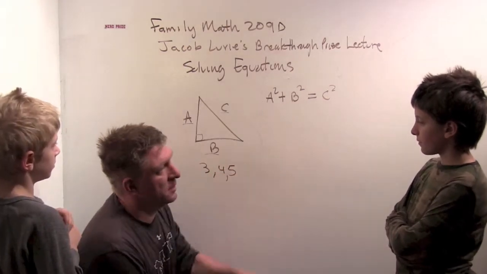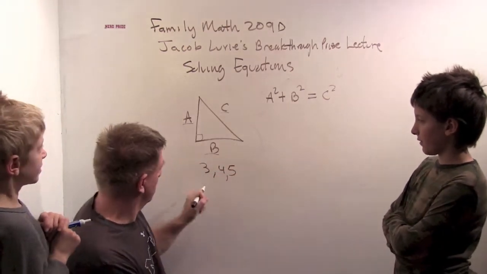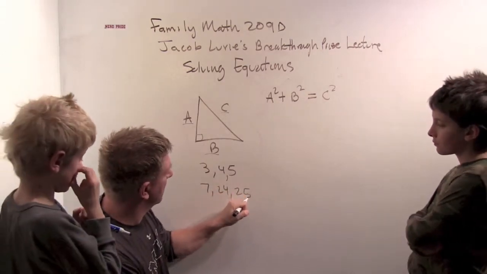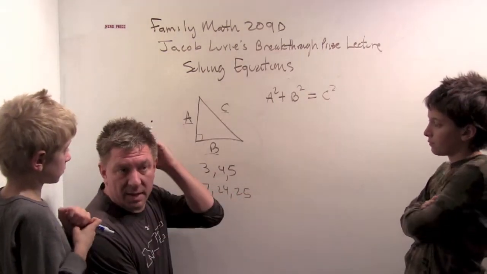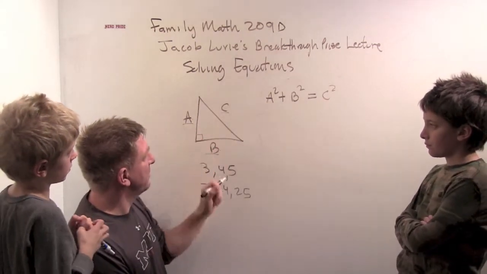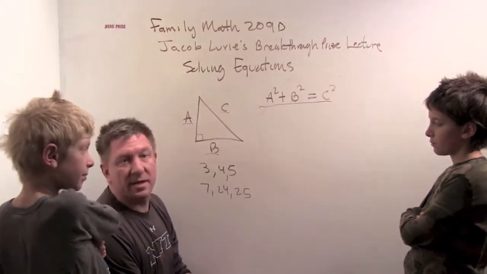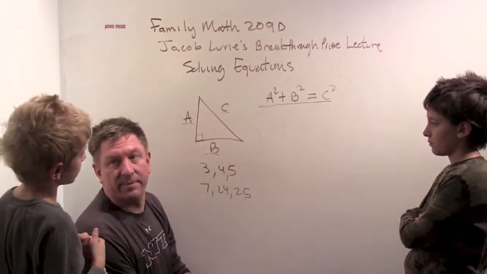Do you know an example of one that's different? 7, 24, 25. Okay, great. I'm going to show you that one of the legs, if I have integers that solve this equation, has to be a multiple of 3.